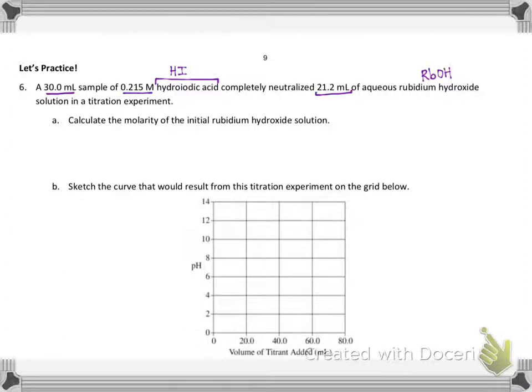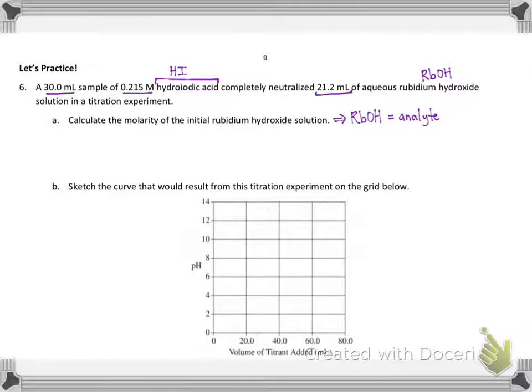Also, did you notice you did not know, and in fact they have you calculate, the molarity of the initial rubidium hydroxide solution? That means that's your unknown. That's your analyte. The hydroiodic acid must be the titrant. Well, they wanted you to calculate the molarity of the initial rubidium hydroxide solution. Well, that means use your MAVA equation.